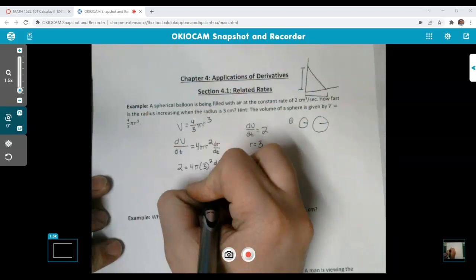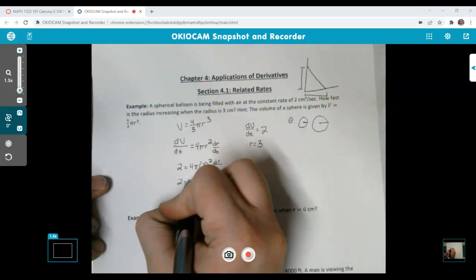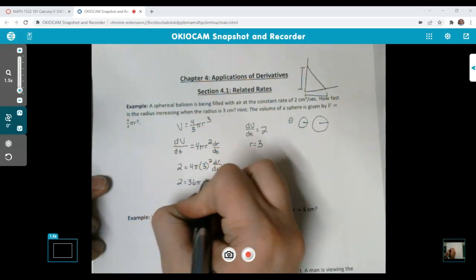3 squared, I get 9. 9 times 4 is 36. So to get dr/dt, you just have to divide by 36 pi. 2 over 36 is 1 over 18. So that's 1 over 18 pi. The radius is in centimeters, so that is centimeters per second.